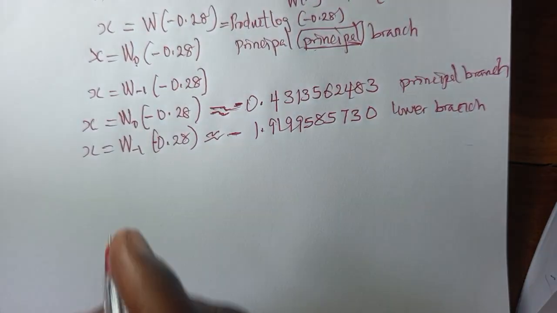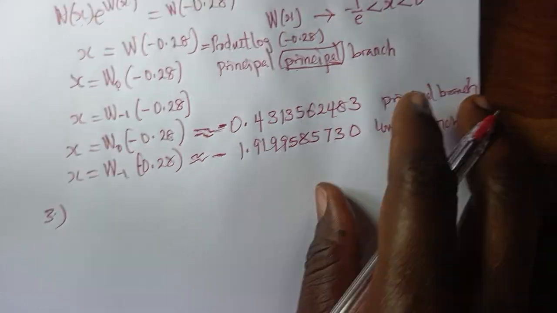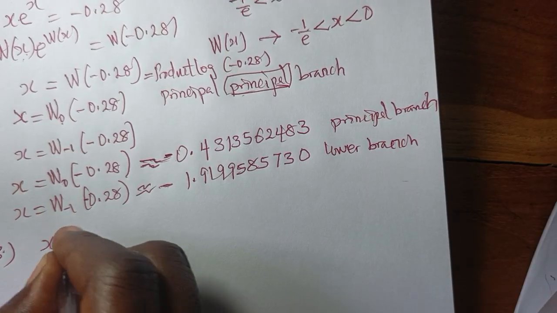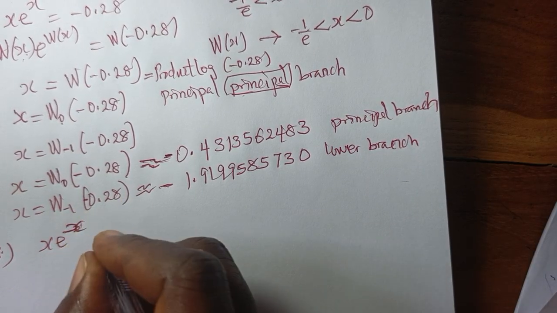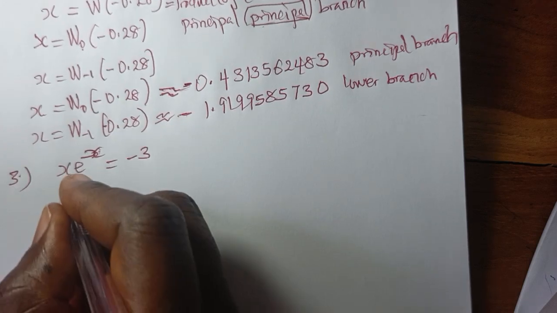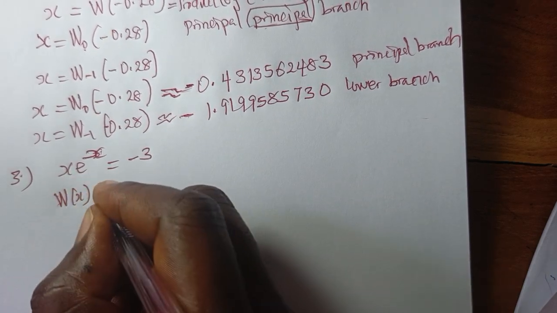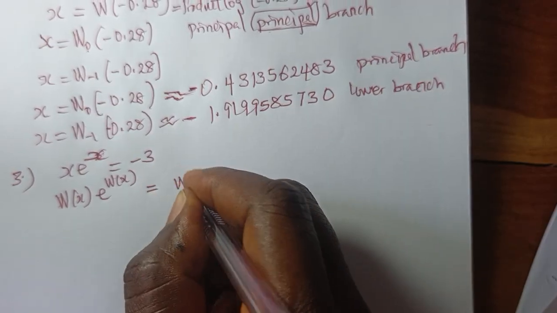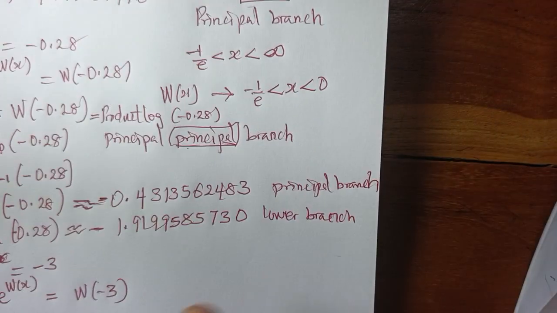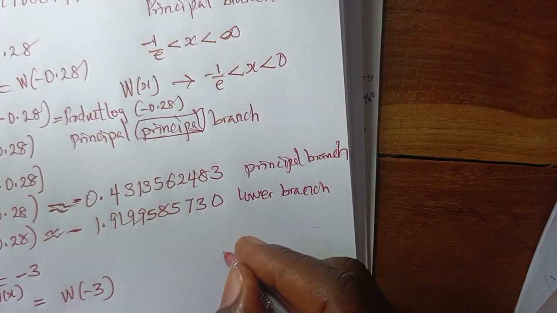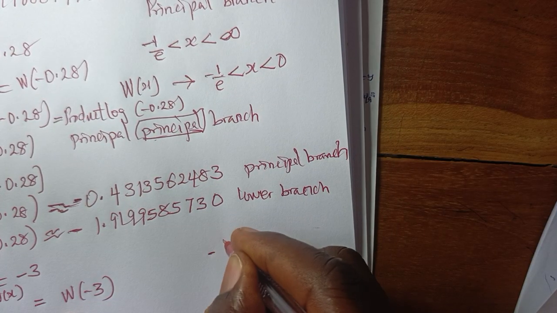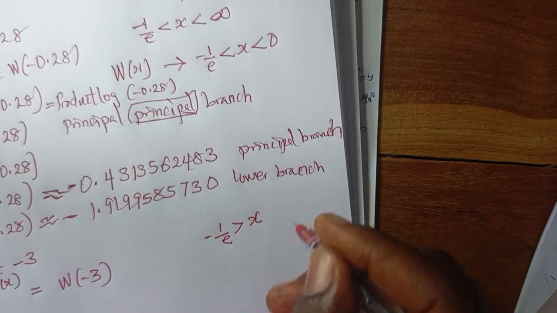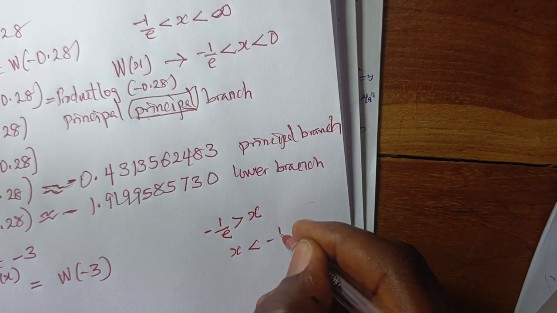Now the third equation that we are given: x multiplied by e raised to power x equals minus 3. Taking Lambert W function of both sides, Lambert W function of x multiplied by e raised to power Lambert W function of x equals Lambert W function of minus 3. Now looking at the range of x here, we have minus 1 over e greater than x, that is x less than minus 1 over e.